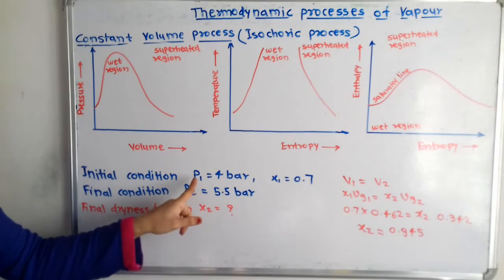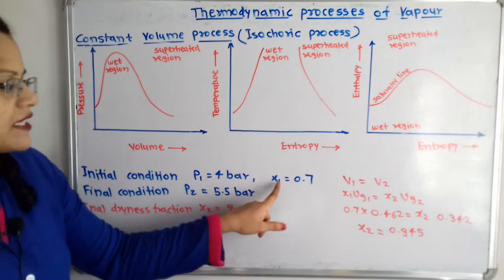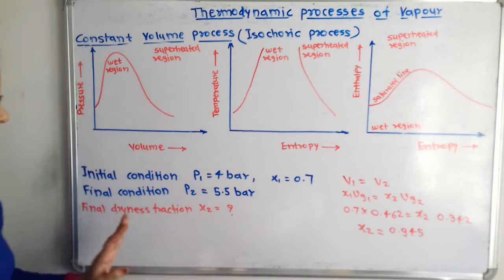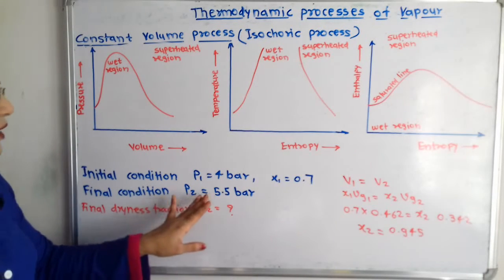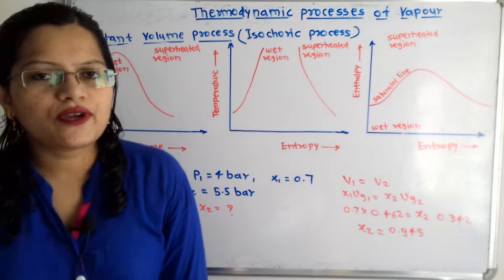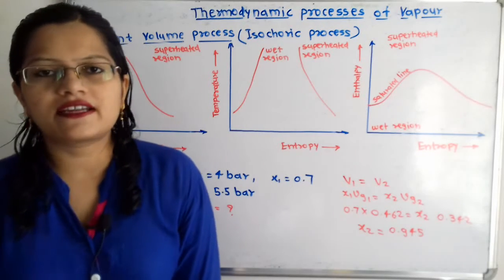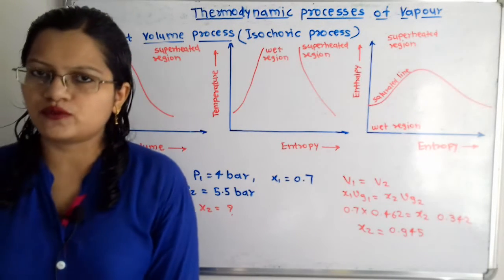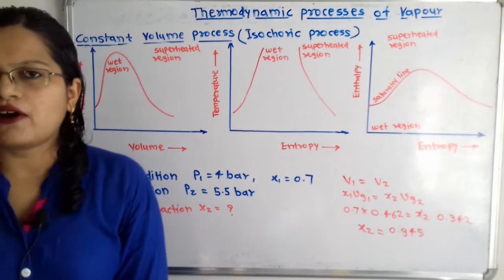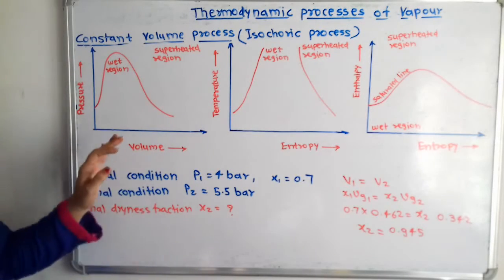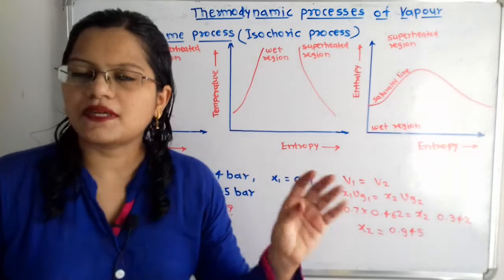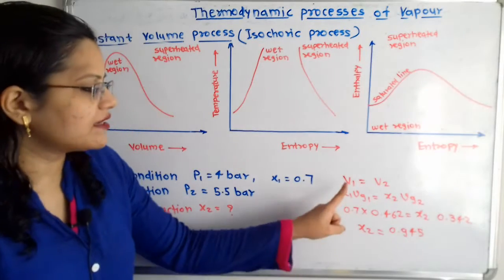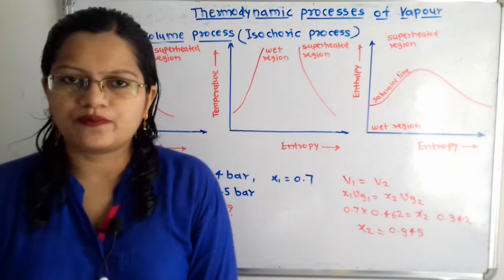Initial condition is given, pressure P1 4 bar, x1 0.7, that is the dryness fraction. Final condition P2 5.5 bar. Now we have to find out what is the dryness fraction at the point 2. So how to find out? This process is the constant volume process and that is mentioned in the question. So we can say that V1 is equal to V2.